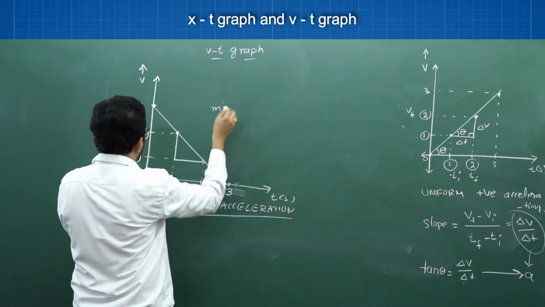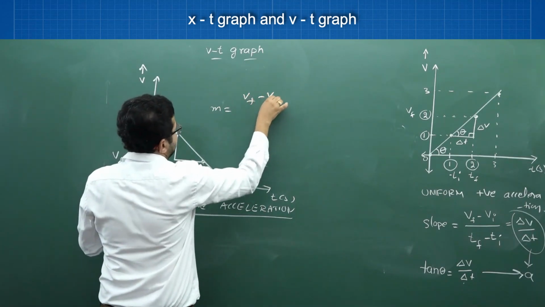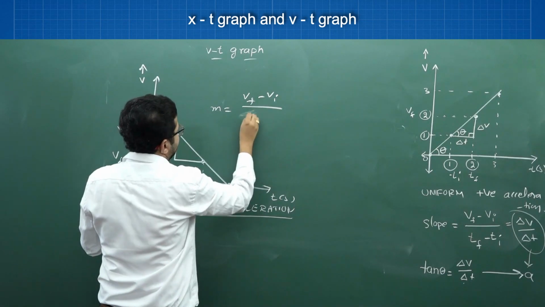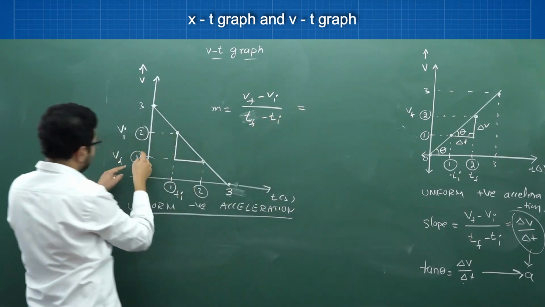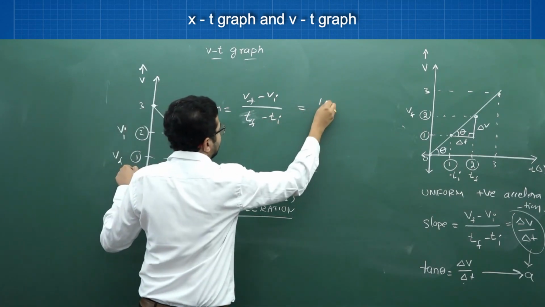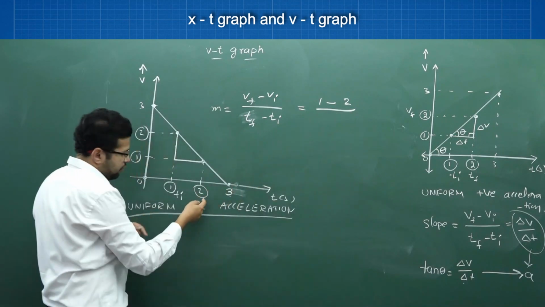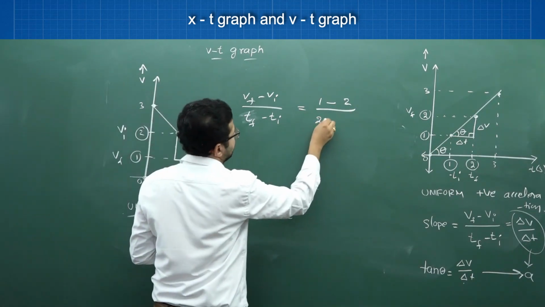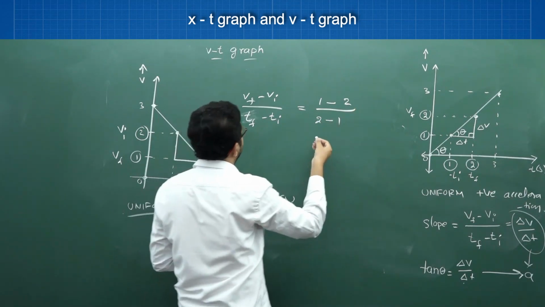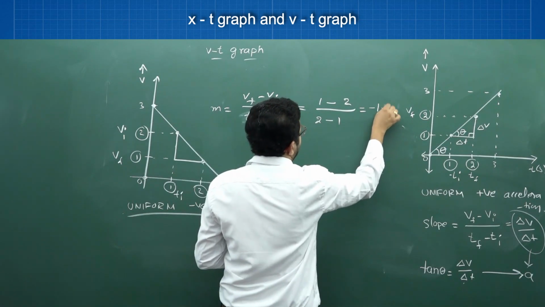Slope m is equal to final velocity minus initial velocity divided by final time minus initial time. What is final velocity? That is 1. Initial velocity is 2, divided by final time 2 seconds, initial time 1 second, 2 minus 1. 1 minus 2 divided by 2 minus 1 will give me minus 1 meter per second square.